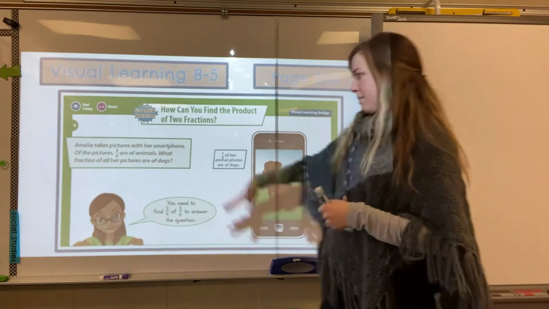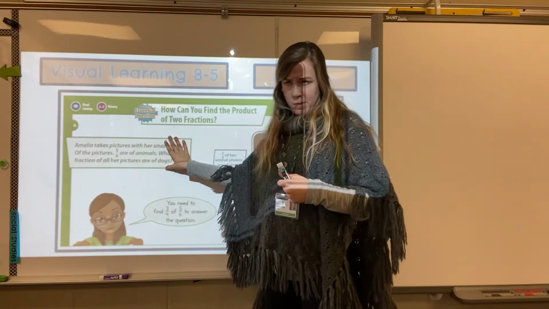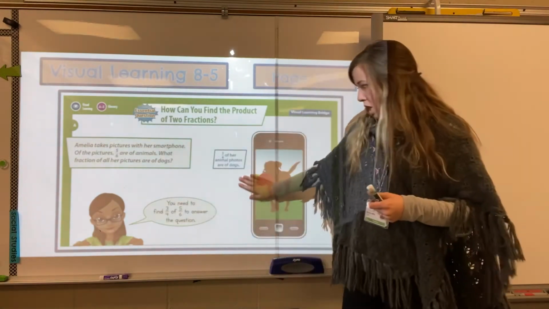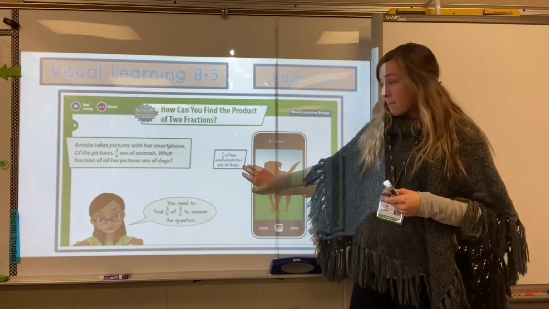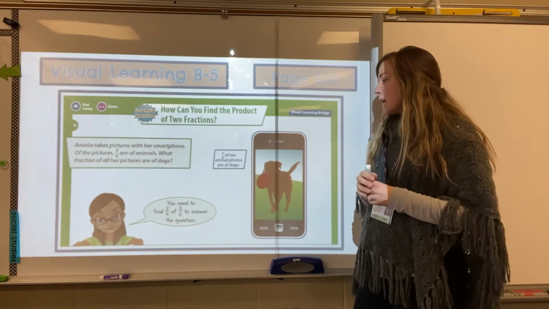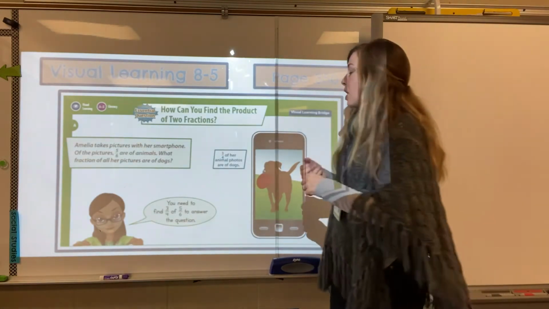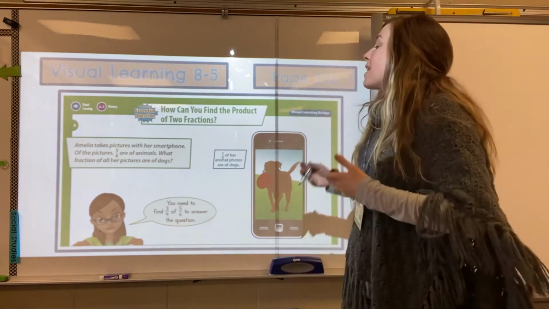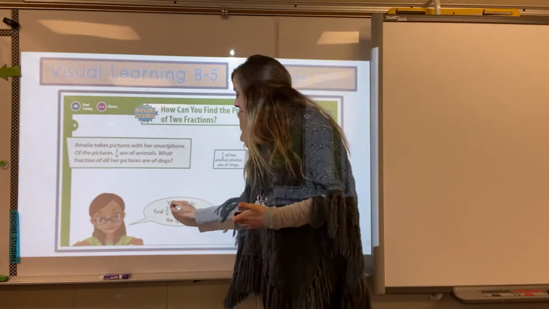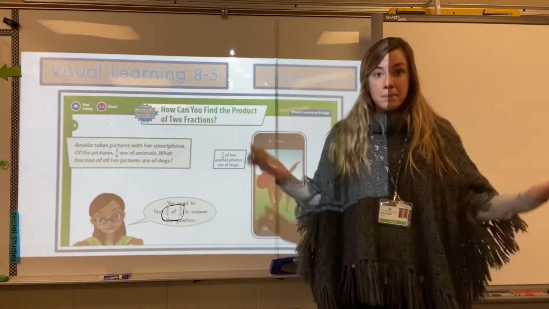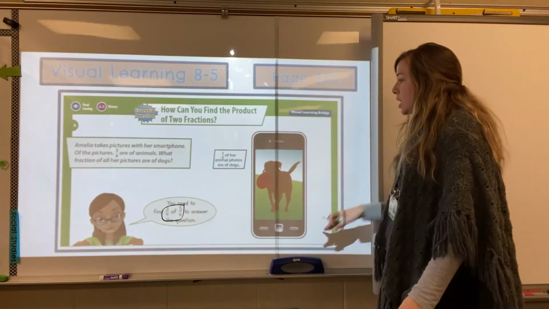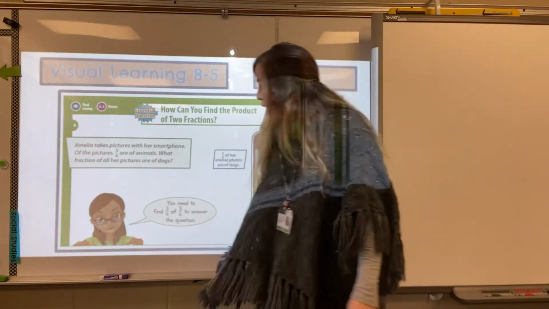You might be thinking, Ms. Collins, this problem doesn't give us enough information. And you would be right, except we have to look next door. It says 3/4 of her animal photos are dogs. Of the animal photos. So we need to find 3/4 of 5/6. And what does that "of" mean? Multiplication. So let's take a look down below.